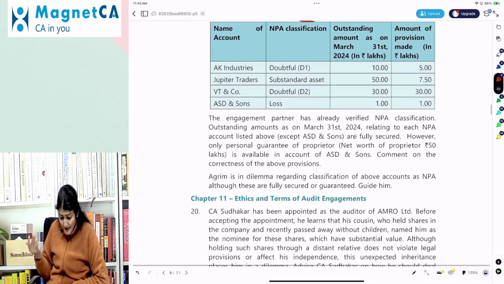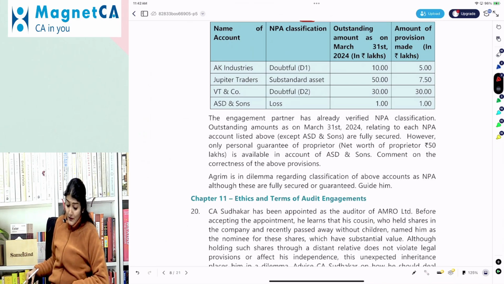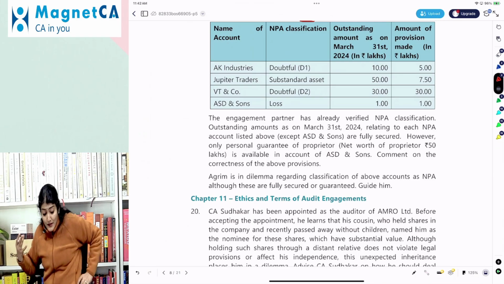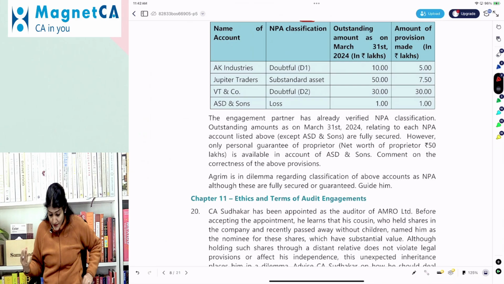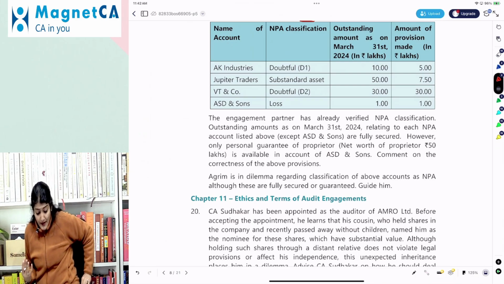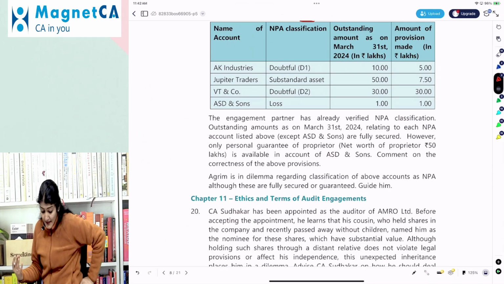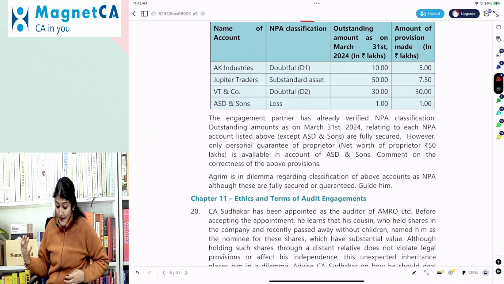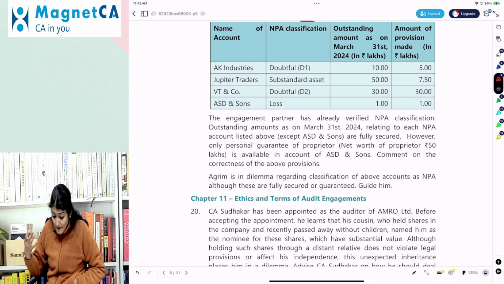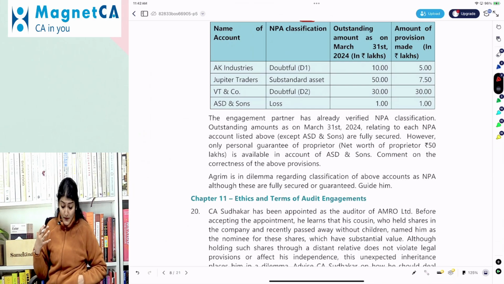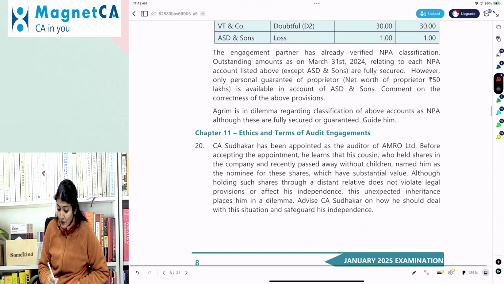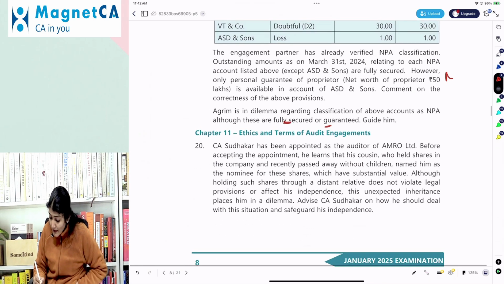Engagement partner has already verified the NPA classification. Outstanding amount relating to each NPA account listed above are fully secured. However, only personal guarantee of the proprietor, net worth of proprietor 50 lakh, is available in the account of ASD and Sons. Comment on the correctness of the above provision. And Agrim is in a dilemma regarding classification of above account as NPA, although these are fully secured or guaranteed. What do we say?